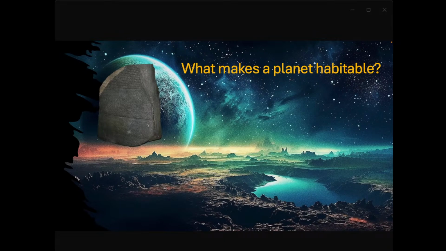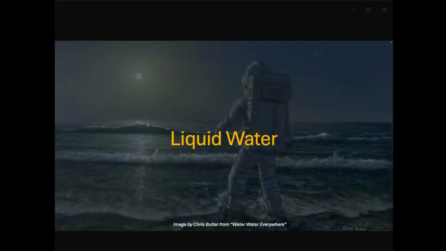So what do we need to make a planet habitable, based on what we've seen here in our own solar system? Well, the first thing you need is some liquid water. That tends to help. By the way, this is how I dress anytime I'm going into Lake Ontario. So don't think this is strange.